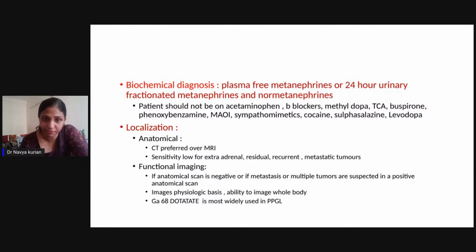So after biochemical confirmation, we will proceed for anatomical localization. First, we will do anatomical imaging. For that, CT is preferred over MRI, but the sensitivity of CT is low for extraadrenal, residual, recurrent, and metastatic tumors. We will proceed for functional imaging if the anatomical scan is negative, or if metastasis or multiple tumors are suspected in a positive anatomical scan. The functional imaging images the physiological basis of the disease and has the ability to image the entire body. And gallium-68 DOTATATE is the most widely used in phaeochromocytoma paraganglioma syndromes.